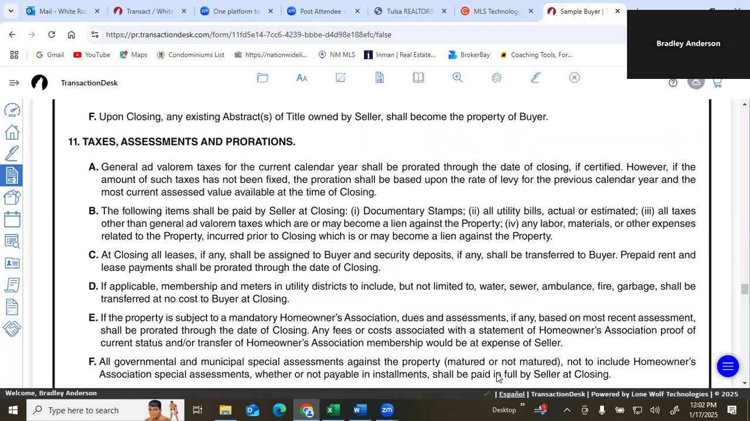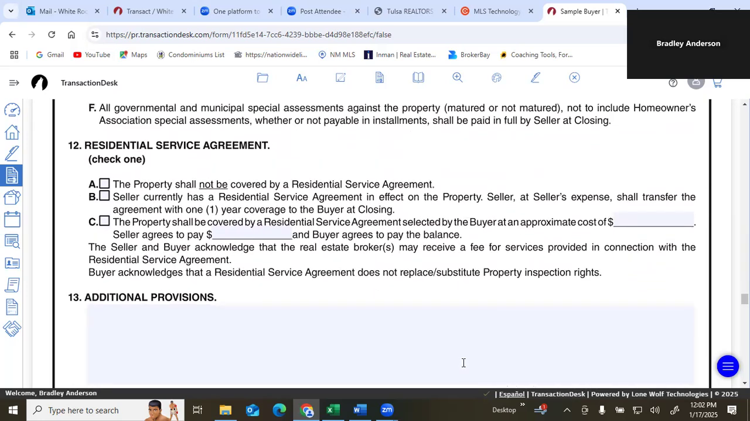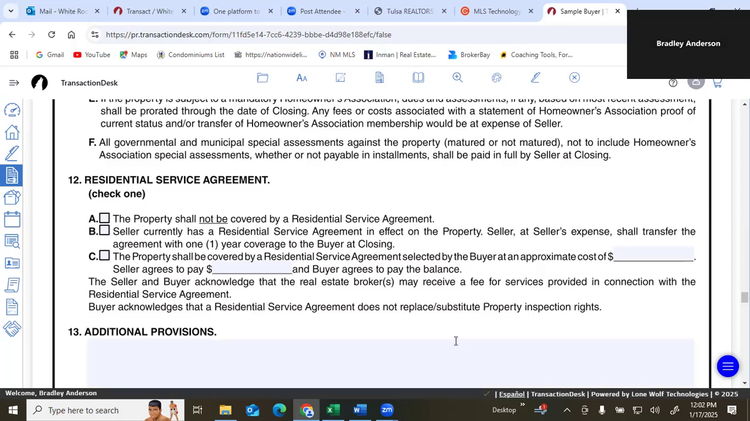All right, and then paragraph 11 speaks to taxes, assessments, and prorations. Basically says that seller agrees to pay their portion, buyer agrees to pay their portion, and so on and so forth. Paragraph 12 speaks to a residential service agreement. What is that? That's a fancy name for a home warranty.